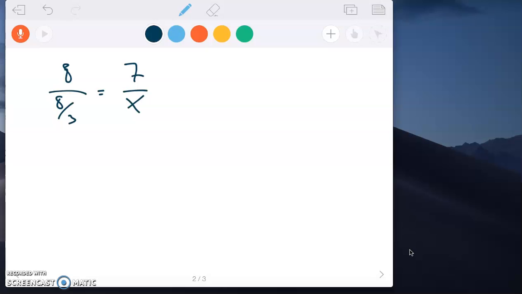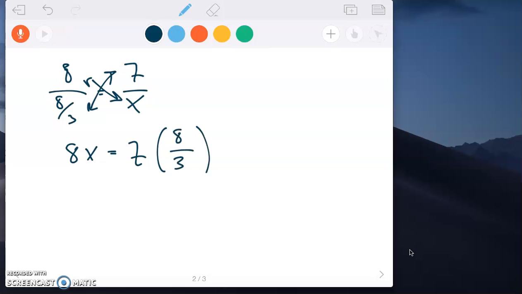All right, there's a couple ways to do this. I'm just going to cross multiply because that's the easiest way to me. So we have 8X equals 7 times 8/3. So then when we multiply that through, we have 8X equals 56 over 3, right? Are you with me so far? We could multiply both sides by 3, but that's just adding an extra step to get rid of the fraction. Let's just leave this as 56 over 3. And then we're going to divide both sides by 8.